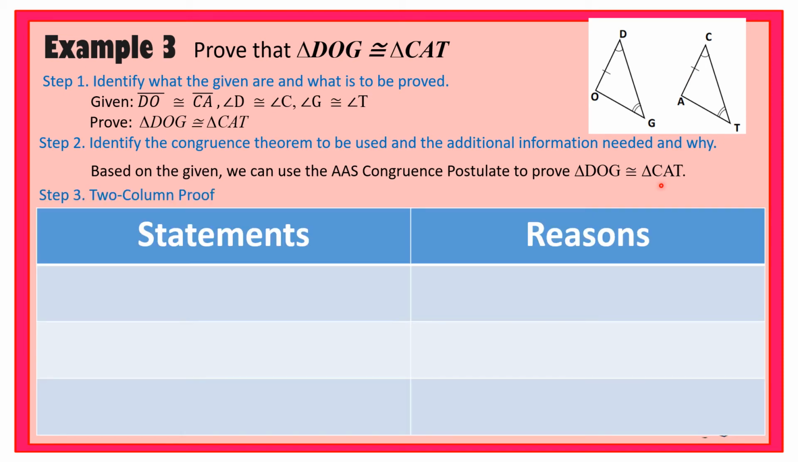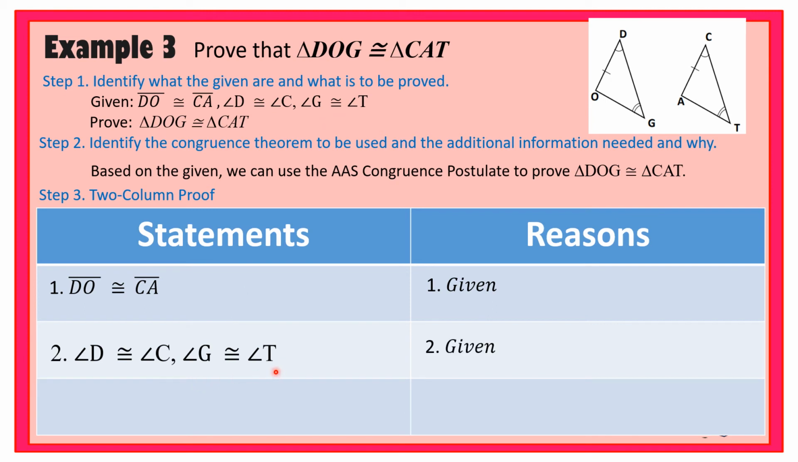So, let's have the two-column proof. First one, you have to write the given. DO is congruent to CA. Of course, that's given. And then angle D is congruent to angle C. And angle G is congruent to angle T. So, that's also given. Ma'am, ba't pinaghiwalay mo po? Pwede mo naman pagsamahin. But in this thing, pinaghiwalay natin kasi iba yung side at iba yung angle. Para hindi nakaka-confuse. Okay. And from there, pwede ko na agad sabihin that triangle DOG is congruent to triangle CAT.